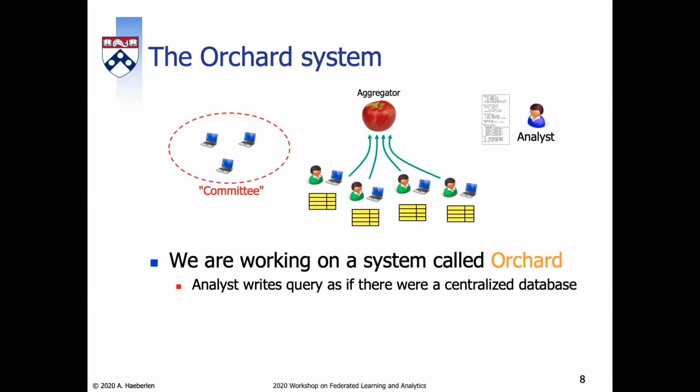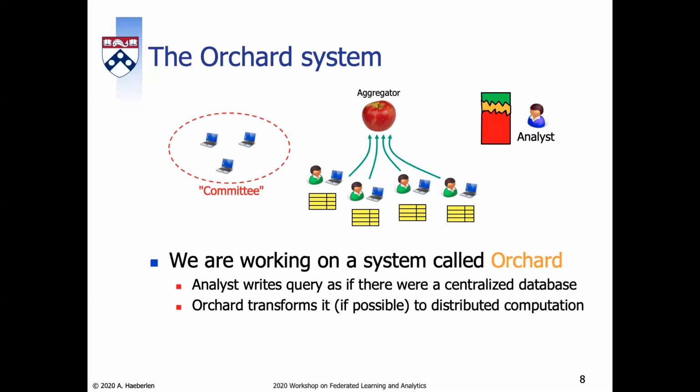The way that Orchard works is the analyst writes the query as if the data lived in a central database, right? So with all the users' data in it, which is not true in practice. And then our system takes this query and transforms it into several different pieces, which I'm showing with the different colors here. And then these pieces can be executed by different players in the system, right?